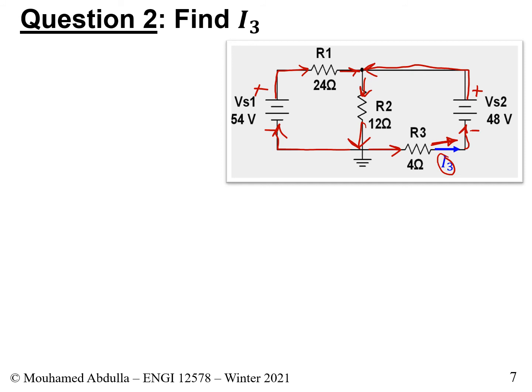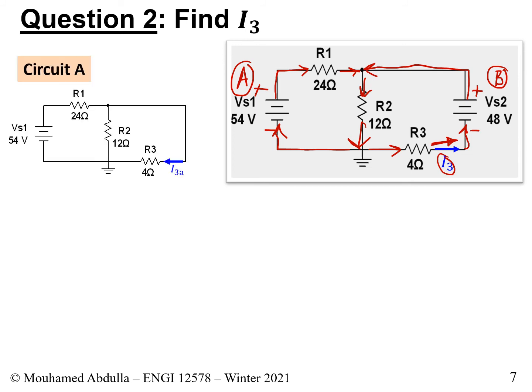So now what we could do is the following. We could focus on circuit A. Circuit A will be based on this source, VS1, and circuit B will be based on this source here. So let's focus on circuit A and see what we get. For circuit A, we keep the source A and we get rid of source B. We simply short circuit source B. And this is what we get.